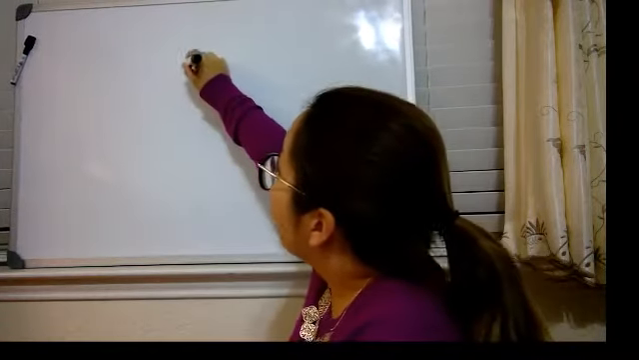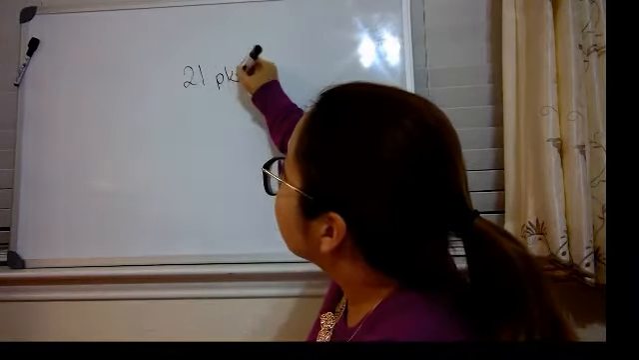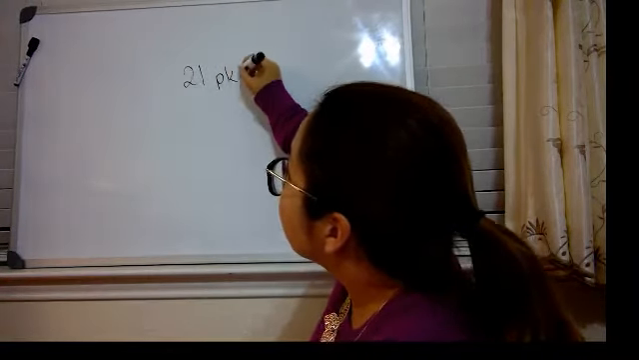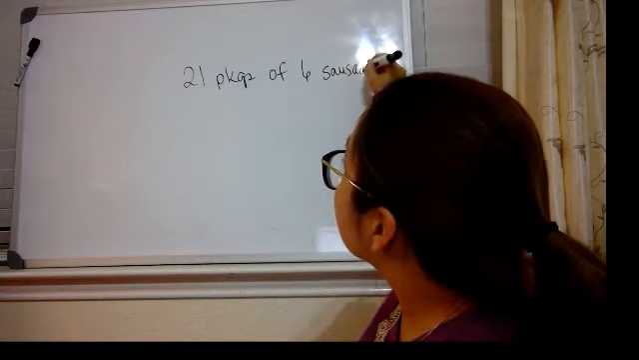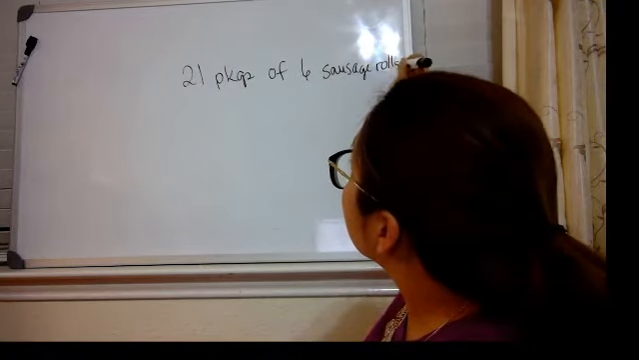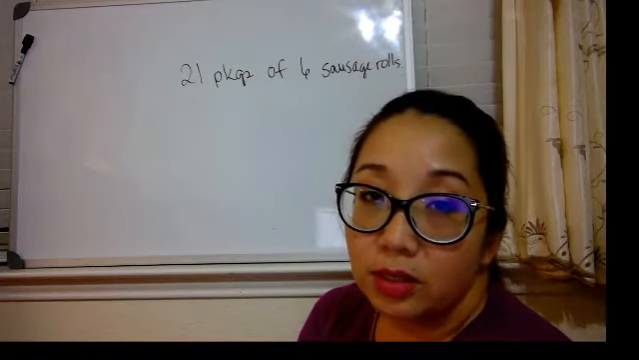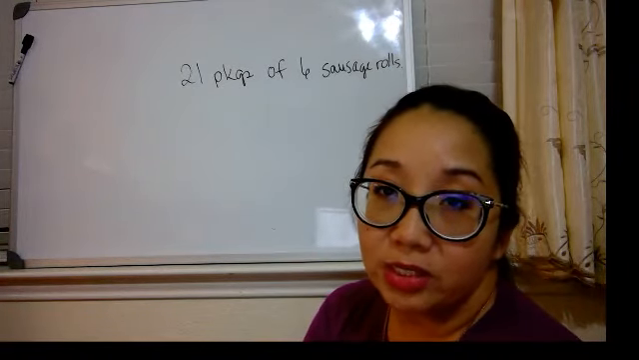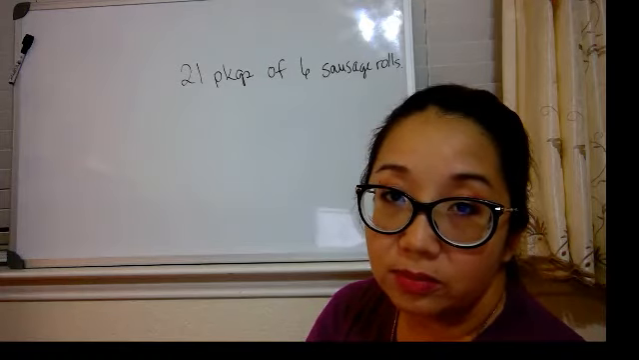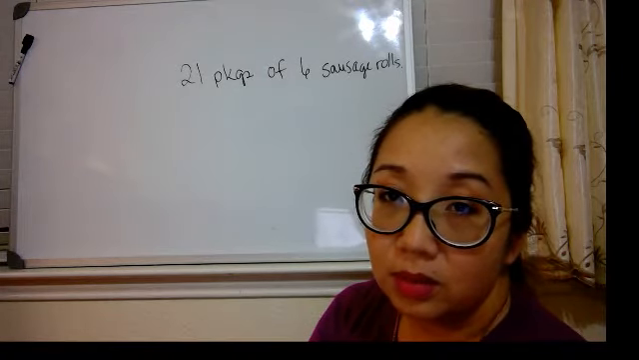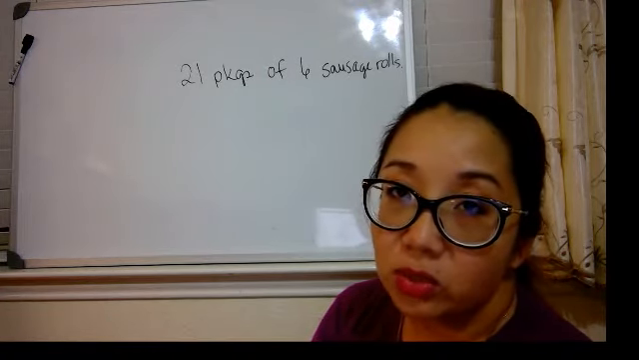We're going to read the problem again. Look at number 1. The cafeteria bought 21 packages of 6 sausage rolls. Let's break that down. Let's look at just that part. If the cafeteria bought 21 packages of 6 sausage rolls, they're going to take those sausage rolls and divide them up into the trays.